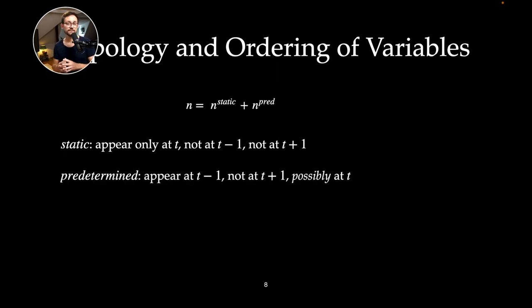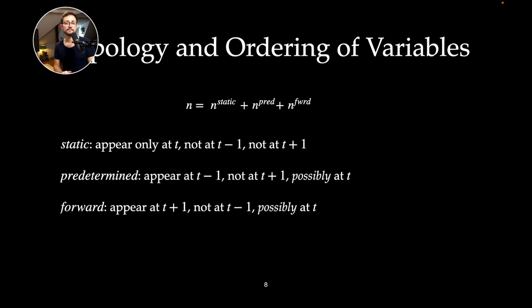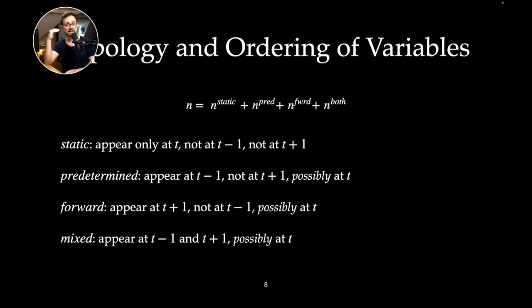Then I have very important variables that actually drive the dynamics of the model, so-called predetermined variables. They appear at t minus 1, but, very importantly, not at t plus 1, and they might possibly also occur at t, but they don't have to. So the important distinction is they appear at t minus 1, not at t plus 1. And the other way around, those are what we call the forward-looking variables. They appear at t plus 1, but not at t minus 1, possibly also at t, but this is not necessary. And the last group of variables are the so-called mixed variables. They appear both at t minus 1 and t plus 1, possibly also at t, but they don't have to. Any variable that you will include in the model will belong to one of those four groups.